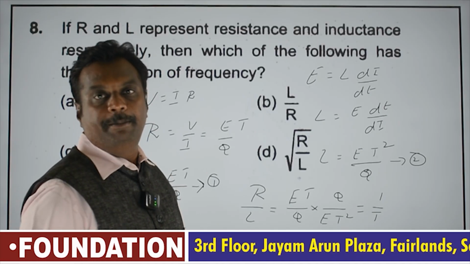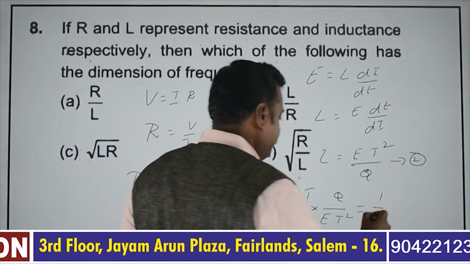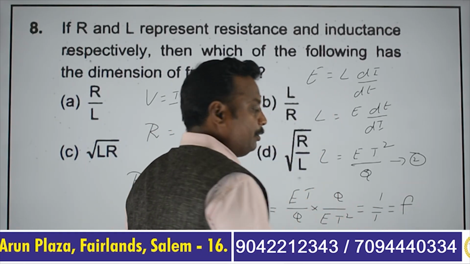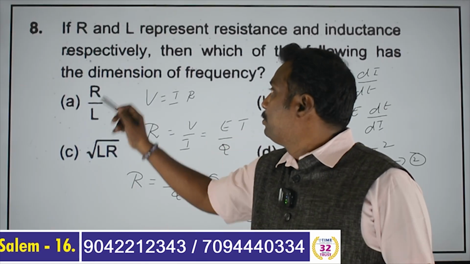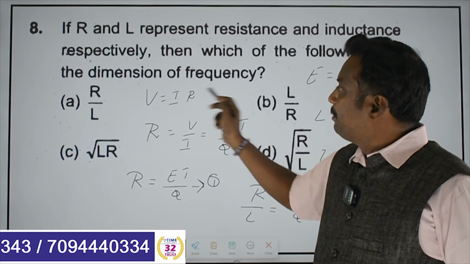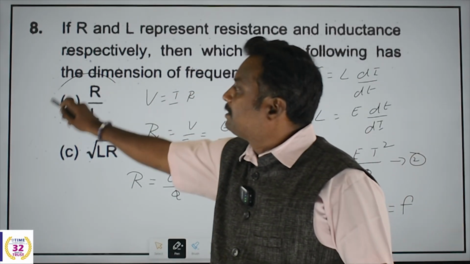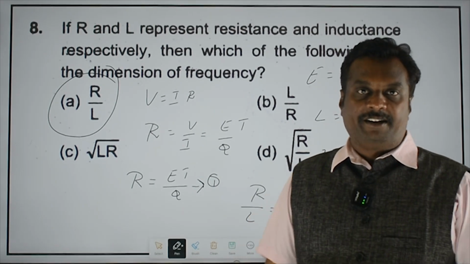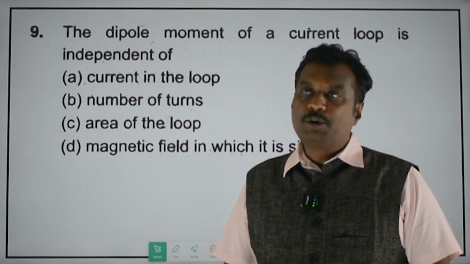What is 1 by time? 1 by time period is your frequency. So, the right choice, R by L oda unit என்ன வருதுன்னா frequency. They have asked you to find which of the following has the dimension of frequency. R by L has the dimension of frequency, right? Thank you. Let's go to the next question.